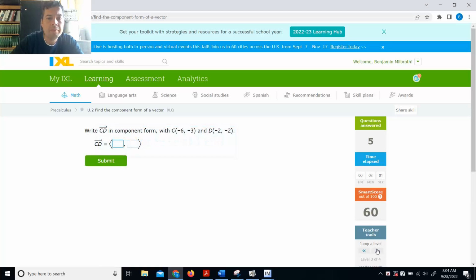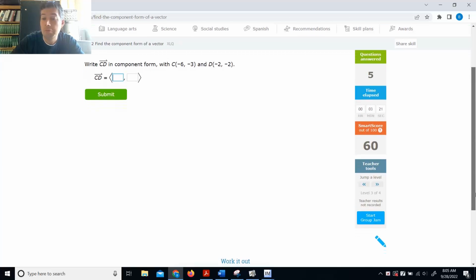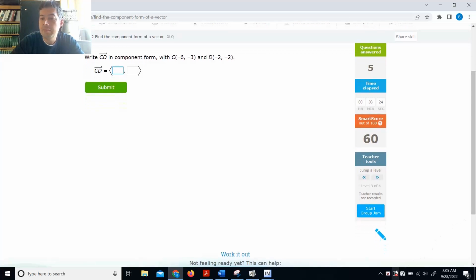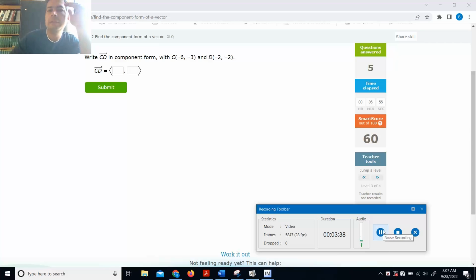Level 3, write this thing in component form. So, that's going to be a little tougher here. Actually, going to be quite a little bit tougher. They probably want us to do what's called a unit vector. So let me pause this real quick. Wasn't expecting to see this. So let me pause it. And we're back.